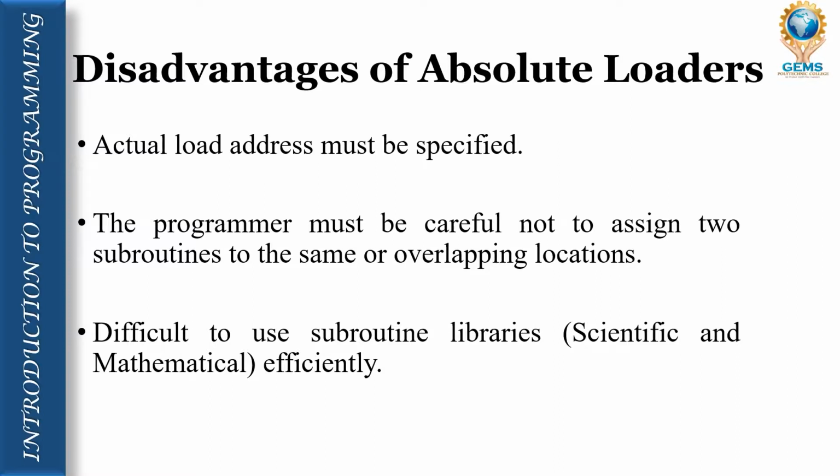Now the disadvantages of the absolute loader. The absolute loader's load address must be specified. So that address should be specified or clearly explained. Then only the absolute loader can load the program. The programmer must be careful not to assign two subroutines to the same location. That means if you assign two subroutines at the same time, then overlapping locations will occur. So that is the disadvantage of the absolute loader. The last point says that it is difficult to use subroutine libraries. So it's very difficult to use the subroutine library concept efficiently in the case of the absolute loader.